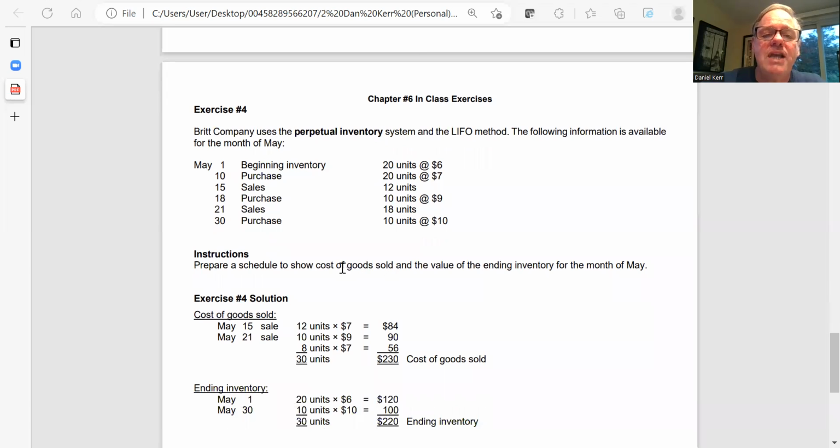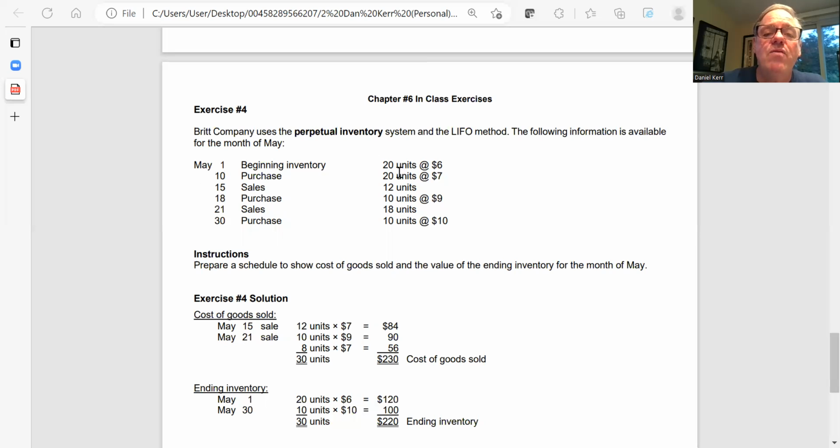So they say, prepare a schedule to show the cost of goods sold and the value of the inventory for the month of May. So remember now, they're using LIFO inventory. So that means whenever they have to have a sale, they've got to go back and say, what is my most recent cost? And that becomes the cost of the sale. So we've got a purchase of 20 units. And in beginning inventory, we had 20 units at 6. Then we purchased 20 units at 7.